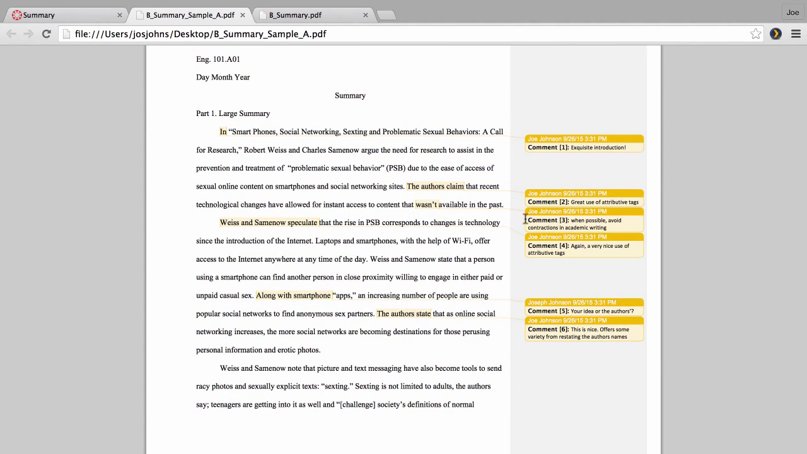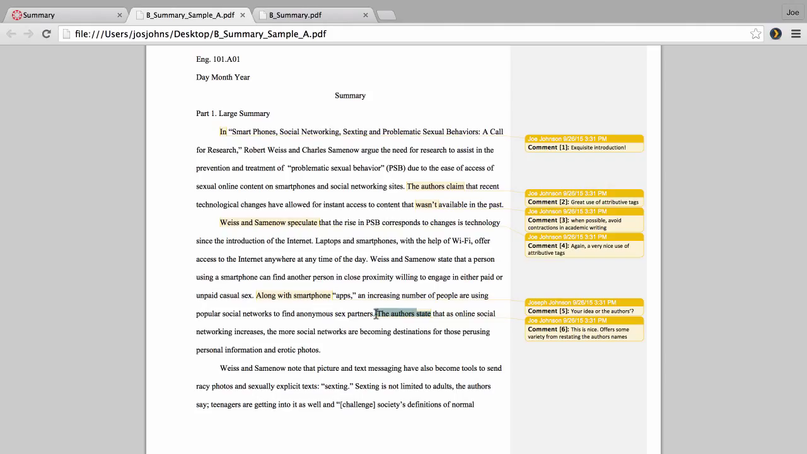You'll note here some comments that are made about the author's claim, and Weiss and Simoneau speculate. This is an incredibly important detail, one that some people can miss and really can cost you. It must be clear at all points and all times in your writing where ideas come from, and using terms like speculate or claim or state. These are called attributive tags, something we will spend a lot more time on. Attributive tags always clarify the source of an idea, and that is an absolutely essential skill.